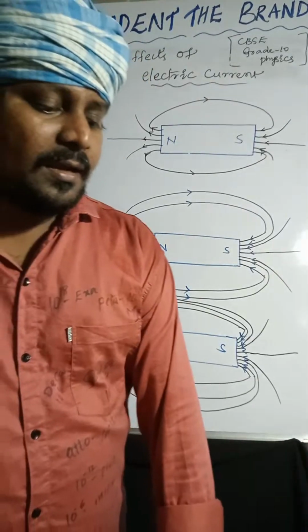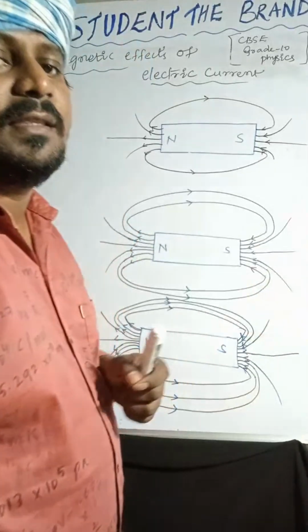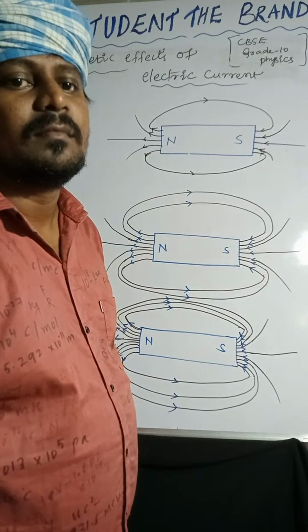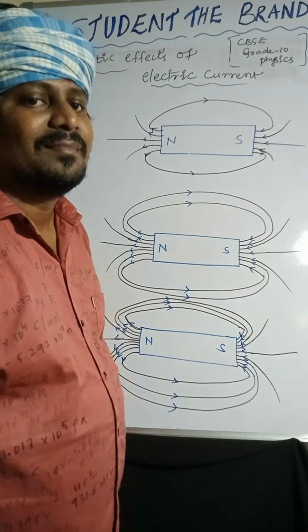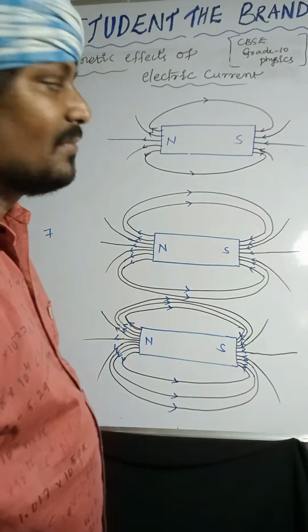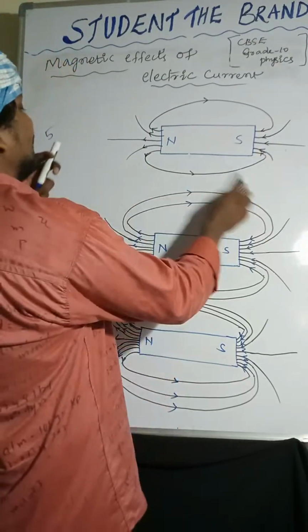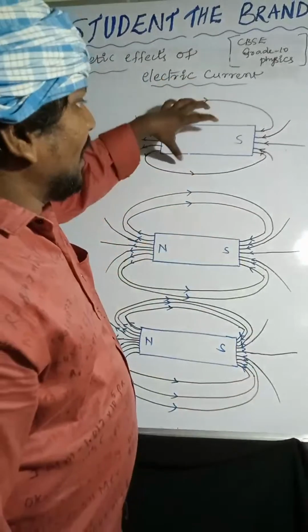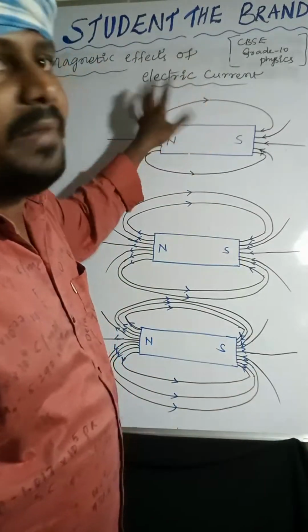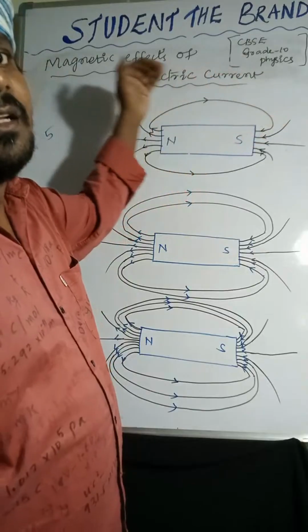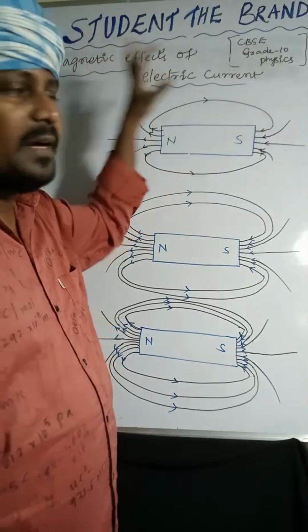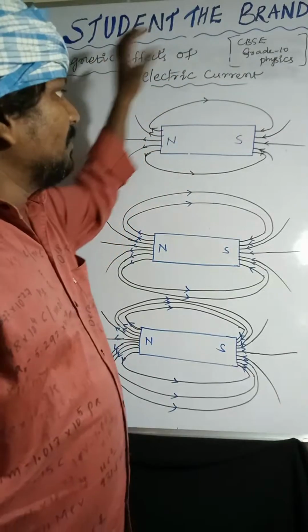So here you can observe one thing. Here you can see the magnet. Around the magnet, magnetic field will be there. The magnetic field will be from north to south. The magnetic field starts from north and merges at south.